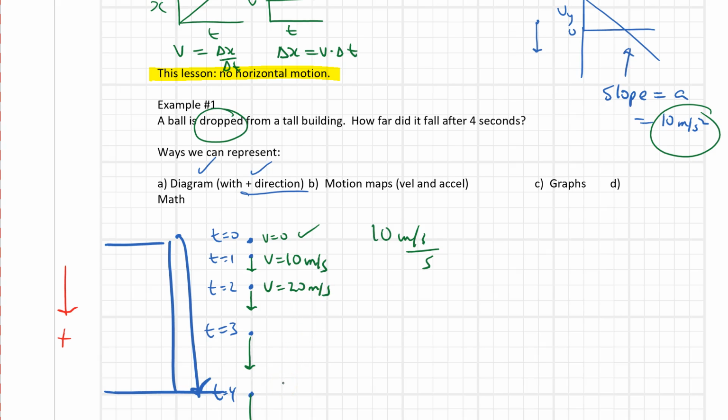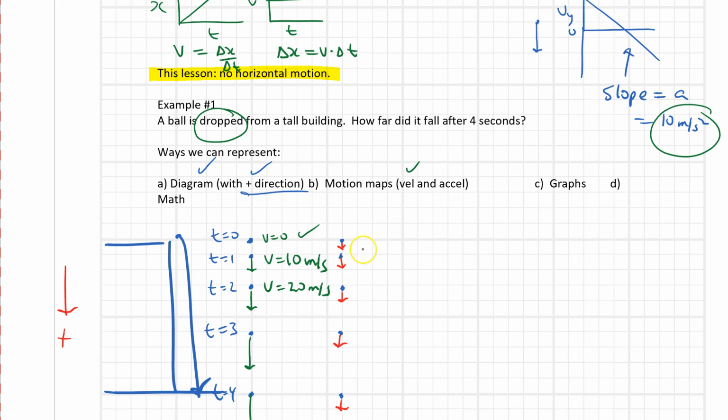I think that's lots. We got the velocity, but we didn't write the acceleration. So for the acceleration, I can do another set of dots, similar dots here, just so that it's not confusing. And my acceleration is going to be the same all the time.